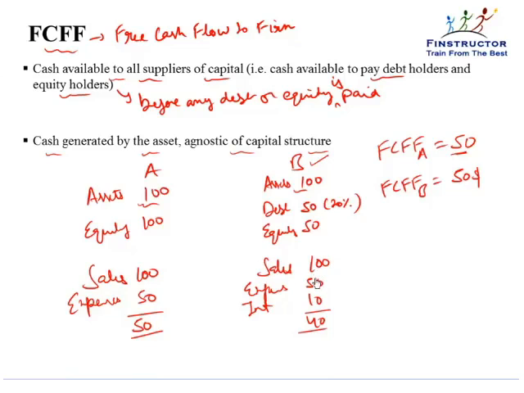Company B has some of the cash eaten away in interest cost, whereas company A has no interest expense. So if we were to compare the performance of the assets, free cash flow to firm would be a better measure to judge which asset is producing more cash and which asset is producing less. So how can we compute the free cash flow to firm?